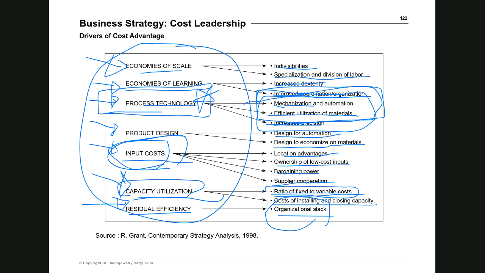We call that organizational slack. What if there is just a worker and the CEO, just one? Okay, can we make it better? I think so. But what if we have assistant manager, deputy manager, manager, department manager, or executive hierarchy? Unnecessary slack, unnecessary overhead. We may reduce those kinds of hierarchy and bureaucracy through reducing the residual efficiency. So this is the main way of how we can reduce the cost.